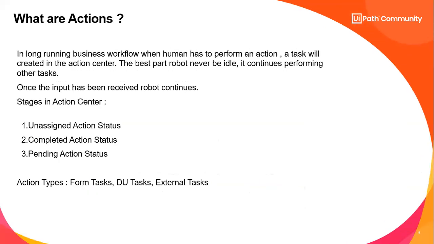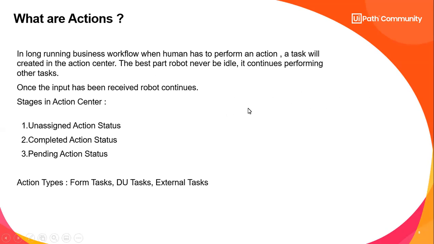Next, what are actions? Whenever the bot requires human information, that task will be captured as an action. When the bot requires some information, it directly throws a task into Action Center, and then it can be assigned to anyone, or to ourselves, and then a human can do the validation. While the human is working, the robot will still be working on the remaining tasks. The robot will go to a suspended state, and that license will be used to run other processes. So the robot will never be idle. That's the best part of this.